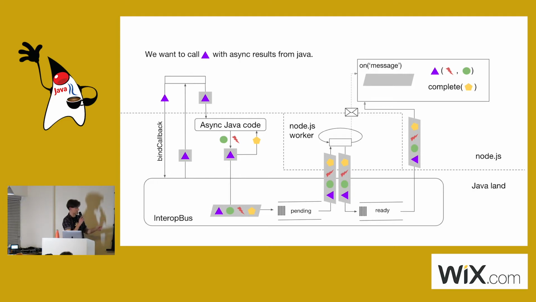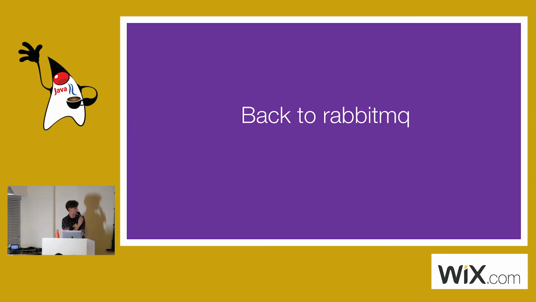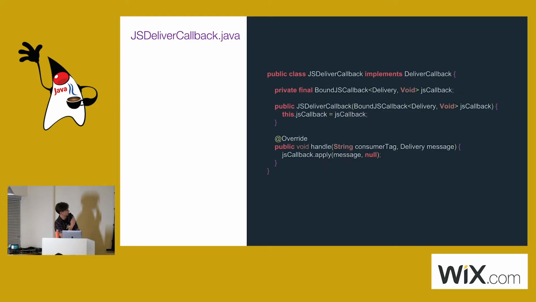So any questions? I guess this is very clear. So yeah, back to RabbitMQ. We implemented this bound JS callback. It's just an alias for a function that takes two arguments, one of which is a generic argument, the second is a throwable, and it returns a completable stage, or well, a future of the second type argument.